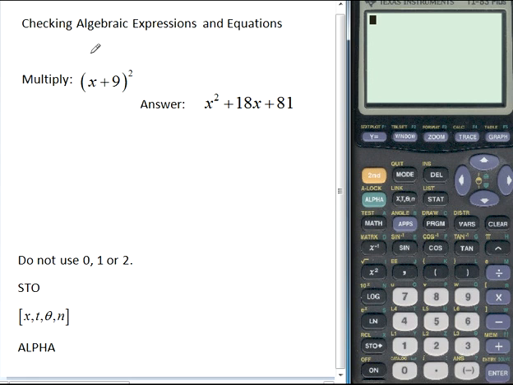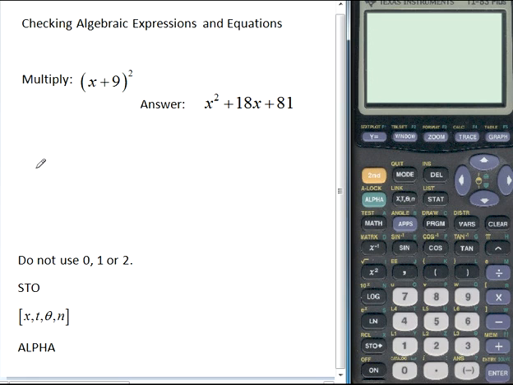All right, the expression that we're going to look at first of all, not an equation, is the square of the binomial x plus 9. And when it was squared, I got x squared plus 18x plus 81. Now you can use this technique for any expression that's not an equation.